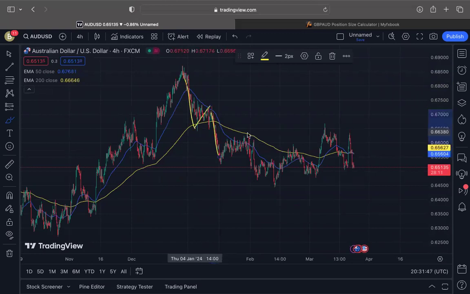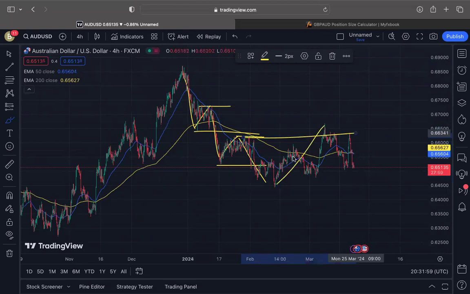So here was our resistance, here was our support. Price comes to this area and then goes down again. So here's our support, here's our resistance. As you can see, price finally breaks above to the upside. So automatically, I don't want to be looking to sell this pair. I'm looking for a buy opportunity. As you can see, price finally comes back again to this level and then tries to push up.